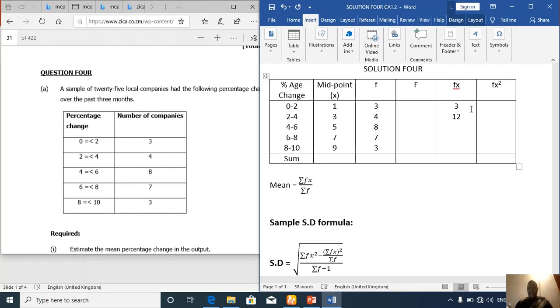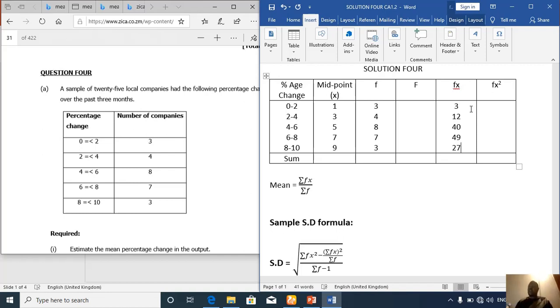The next one is 5 multiplied by 8. So 5 by 8 is going to be 40. The next one is 7 by 7, that's 49. The next one is 9 by 3, 9 multiplied by 3, that's going to be 27.